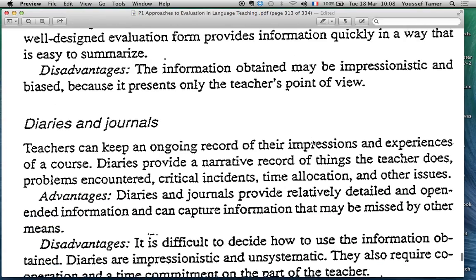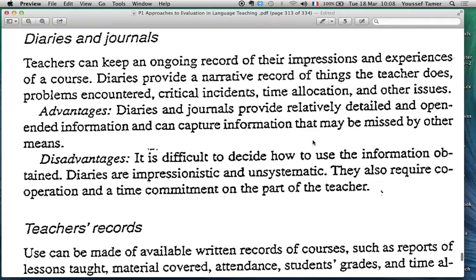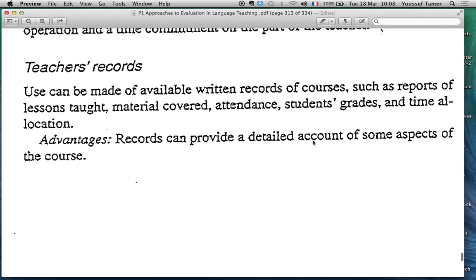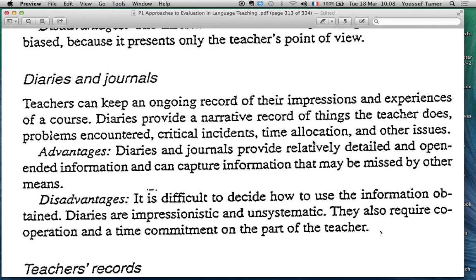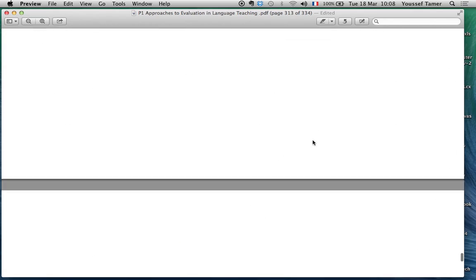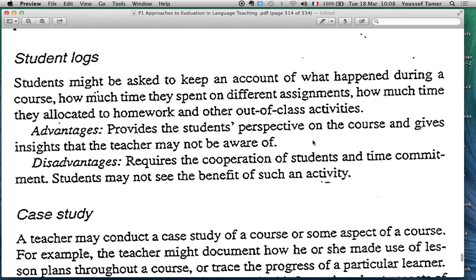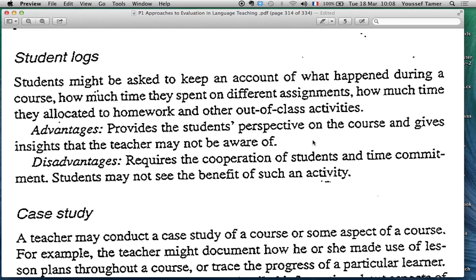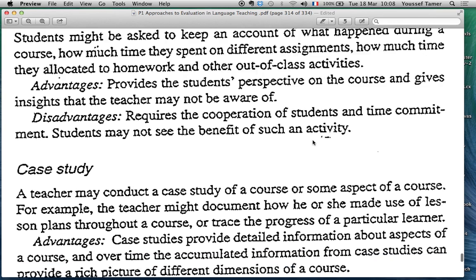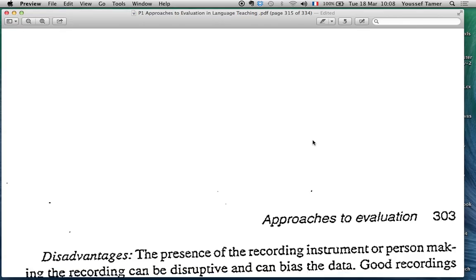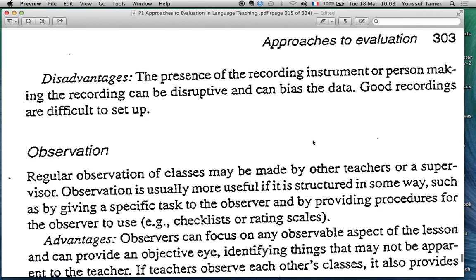Diaries and journals, teachers' records. In fact, all these are teachers' records. Student logs, which is why it's used in technology, logging in. Case studies, self-evaluations, audio, video recording. You have all this in the chapters, so that's why I move quickly here. But you have it all in the chapter.